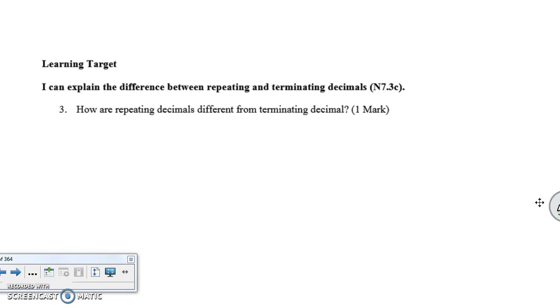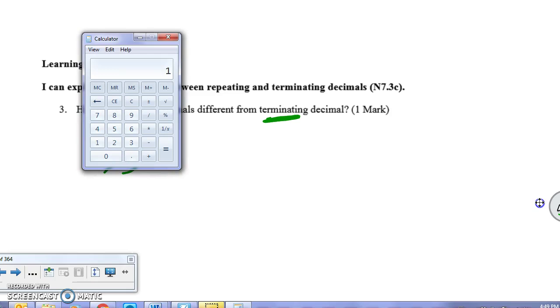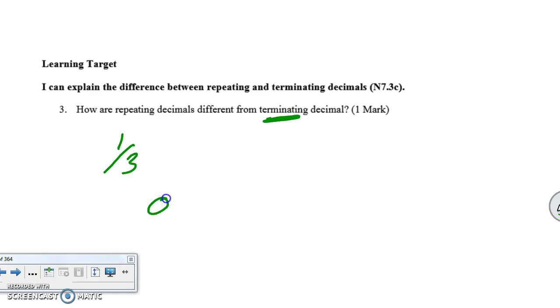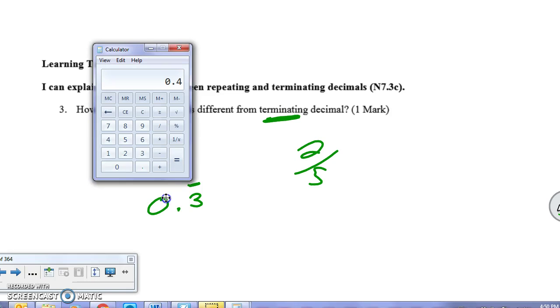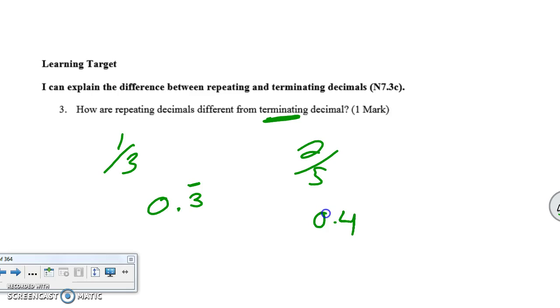How are repeating decimals different from terminating decimals? Repeating decimals go on and on and on, whereas terminating decimals do exactly that. They terminate, meaning they have an endpoint. So for example, if I have 1/3 and I do my division to find my decimal, 0.33333, I know that goes on forever, so I can write that as 0.3 with an arrow over top. However, if I have 2/5 and I do my division to find my answer, it's just 0.4, and you see how it ends, so I do not need an arrow. I do not need my line over top.